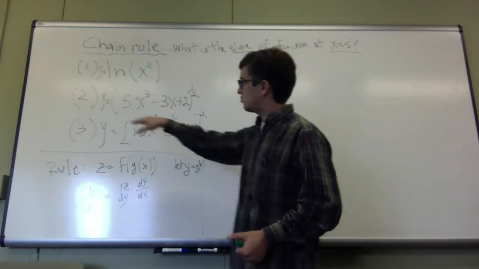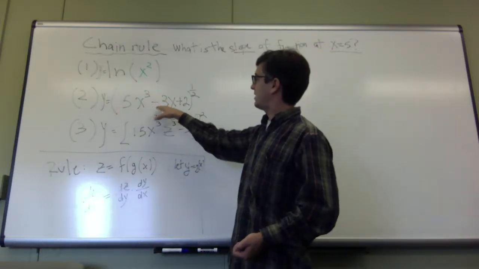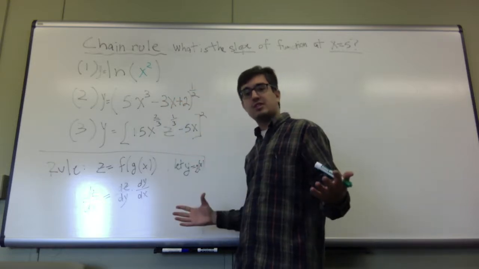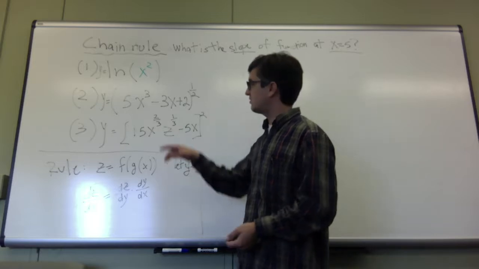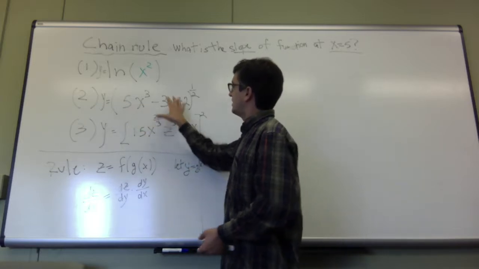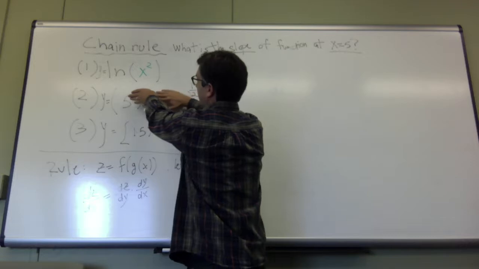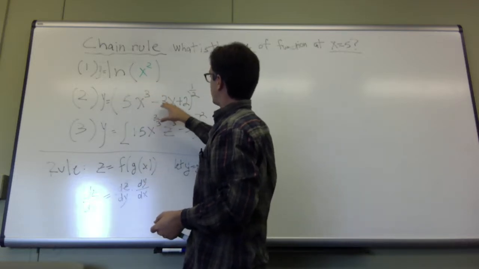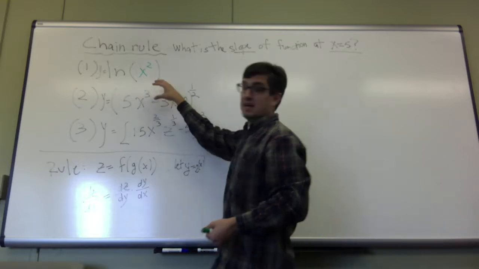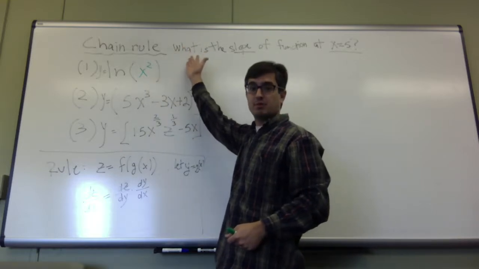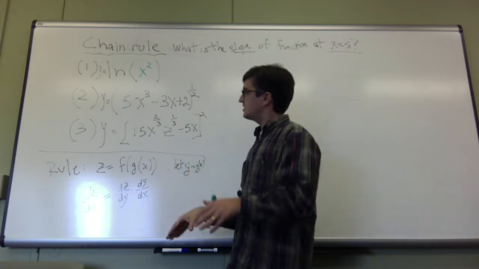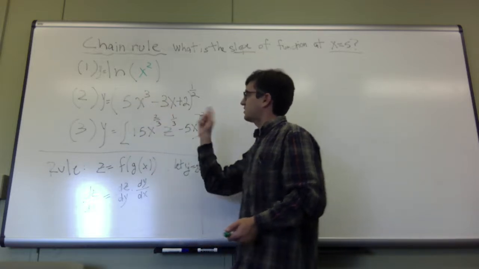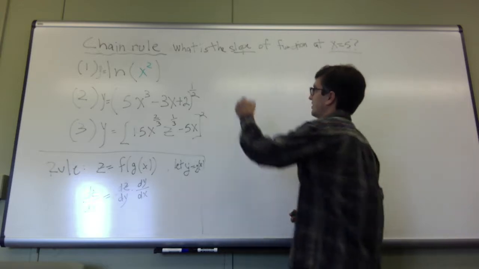So the function here is y equals 5x to the power of 3 minus 3x plus 2, all to the power of 1/2. Again, we can see that there is an outside function and an inside function. The outside function is this to the power of 1/2. It's some z, it's this thing, 5x to the third minus 3x plus 2, this whole mass, that's to the power of 1/2. Okay, that's the outside function. The inside function is 5x to the power of 3 minus 3x plus 2. So let's take the derivative of that.